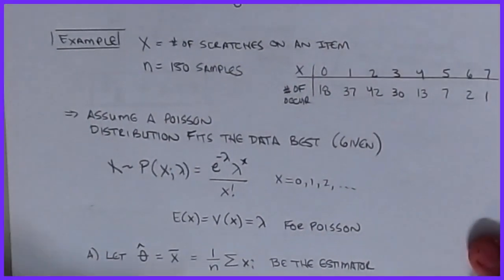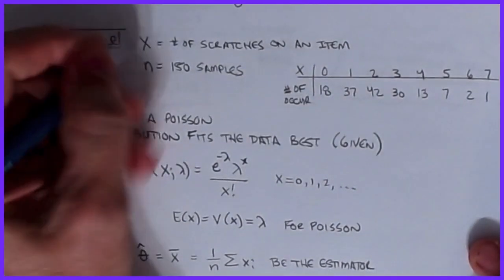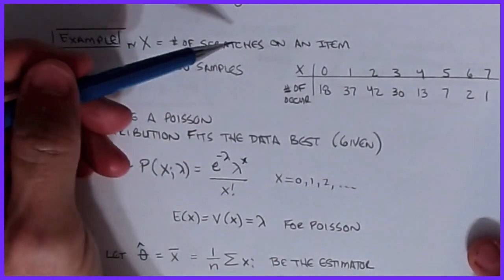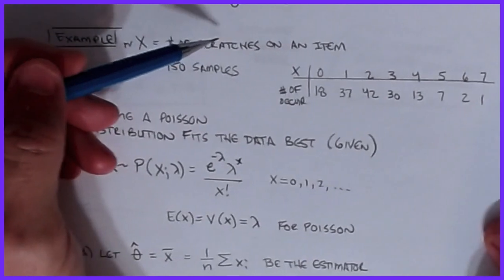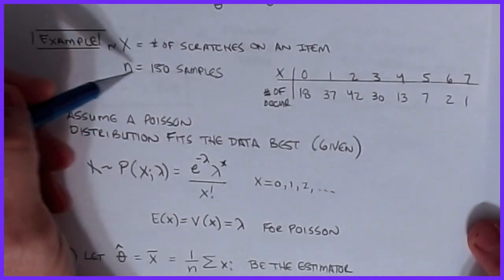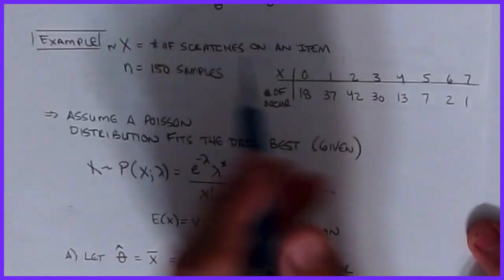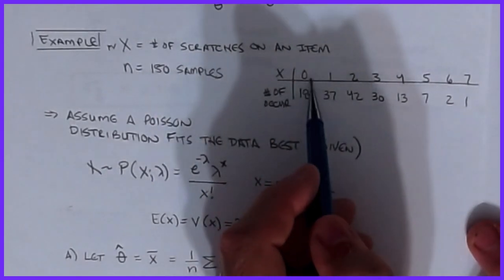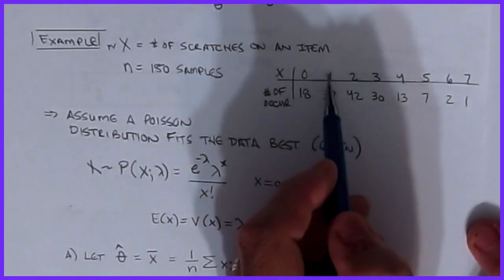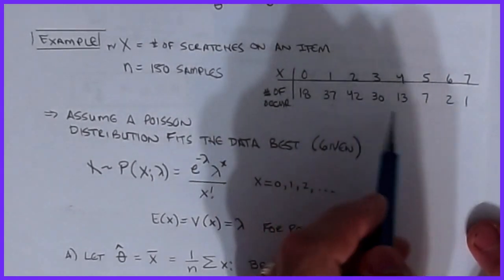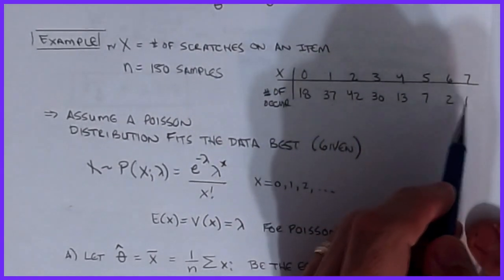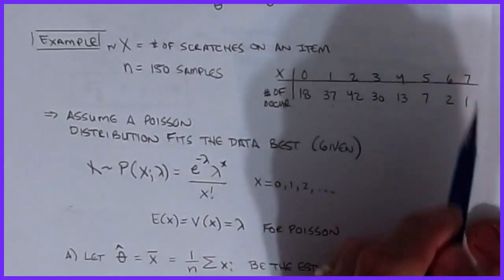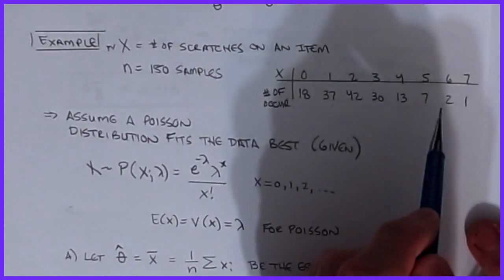Suppose that we have a random variable x that represents the number of scratches on an item being produced in fabrication. For n equals 150 samples, we get the following breakdown on the number of scratches. I had no scratches 18 times, 1 scratch 37 times, and so forth, all the way up to 7, which I had once. We don't know why, but this data exists as part of the quality assurance program.